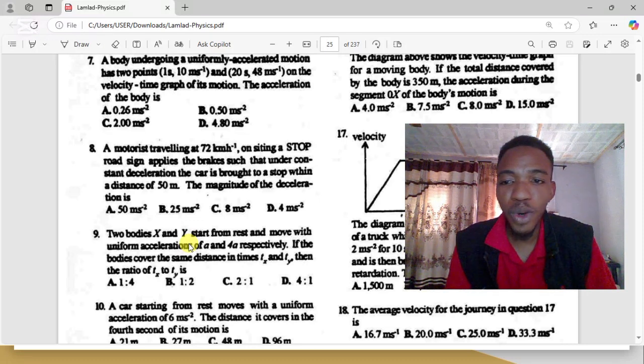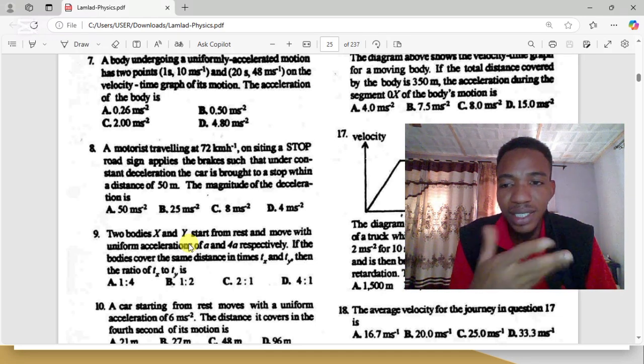It does not matter what story they are telling. Don't give too much thought to their stories. Don't be too focused on their stories. Just bring out the parameters that are given.